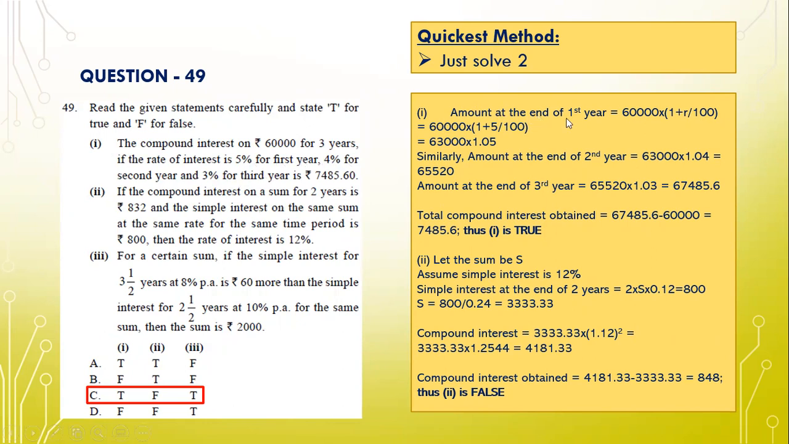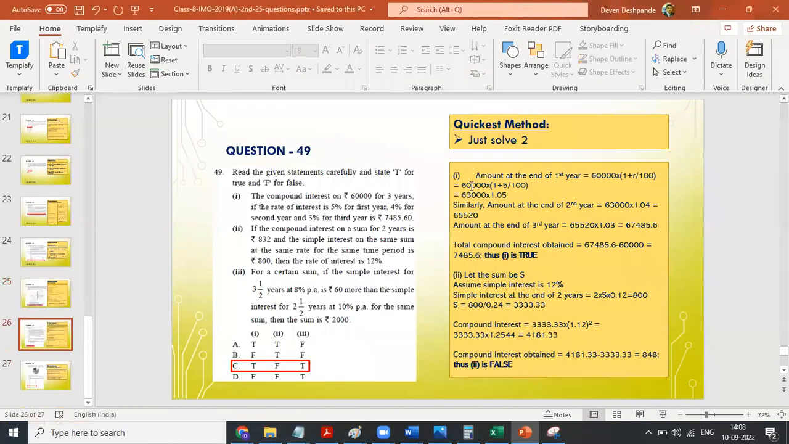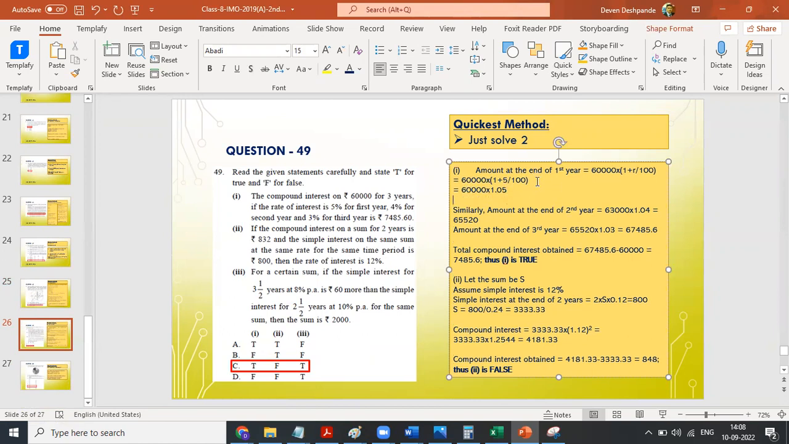So the amount at the end of the first year will be 60,000 into 1 plus rate of interest upon 100, isn't it? What is the rate of interest for the first year? It is 5. So 1 plus 5 upon 100, 5 upon 100 is 0.05. So 1 plus 0.05 is 1.05, into 60,000. 60,000 into 1.05 is equal to 63,000.